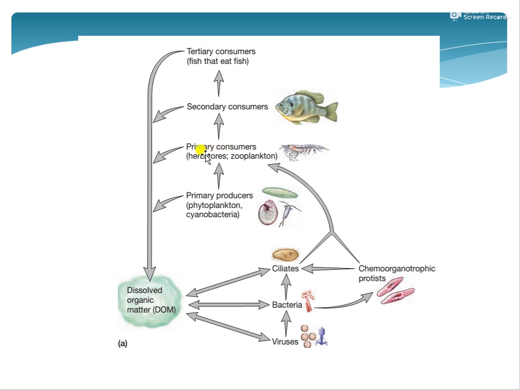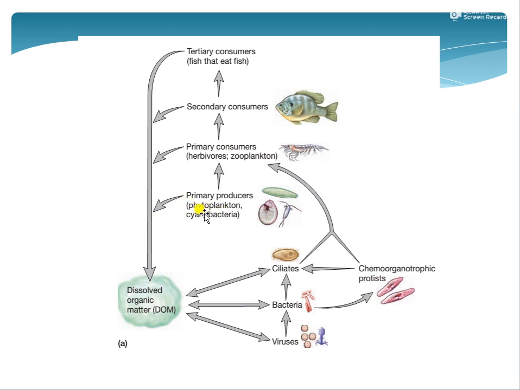The ciliate can be further eaten by the herbivores and the zooplanktons, and these are the primary consumers. Sometimes the primary consumers also come and eat the dissolved organic matter, and these bacteria can in turn be eaten by protists, and the protists can be eaten again by primary consumers. And you can also see there would be certain primary producers within an aquatic ecosystem.